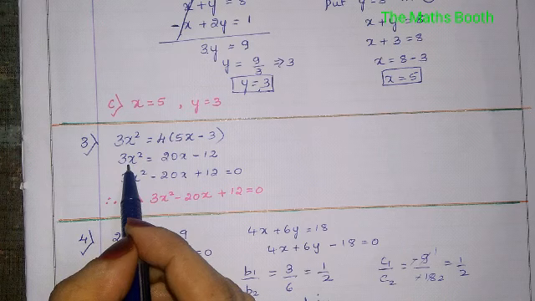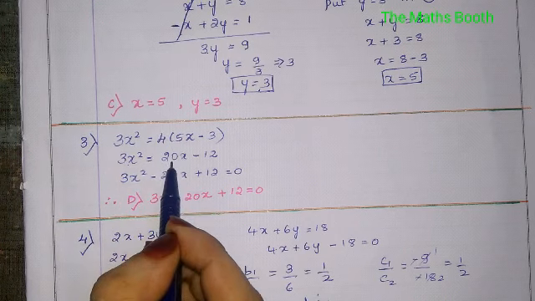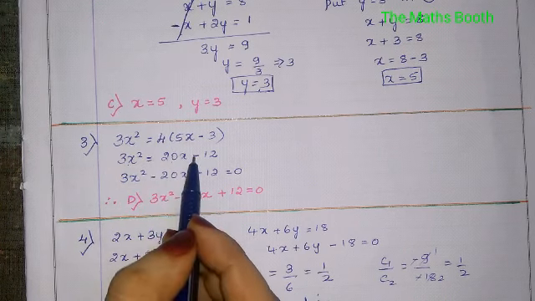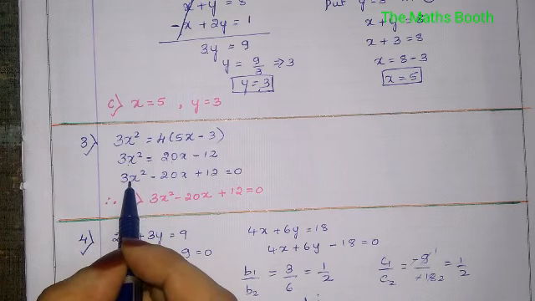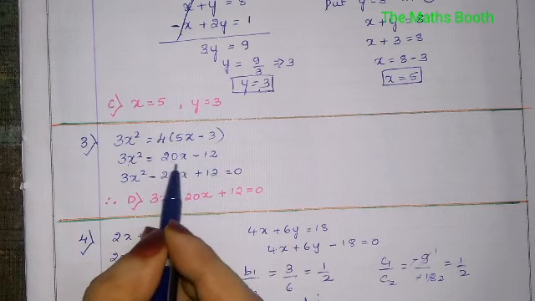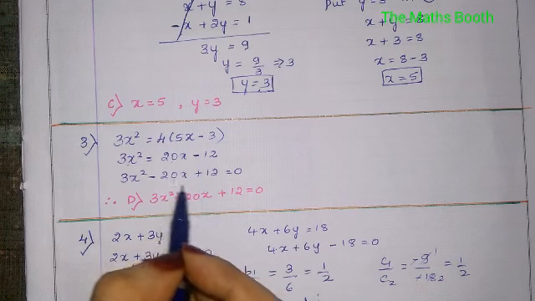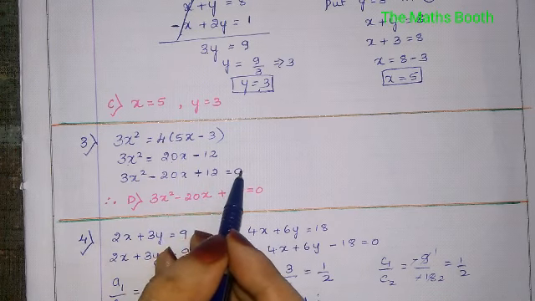3x square as it is equals to 4 5s are 20x, 4 3s are 12, minus 12. So 3x square as it is, 20x I am bringing here, minus 20x, minus 12 I am bringing to this side, plus 12 is equals to 0.